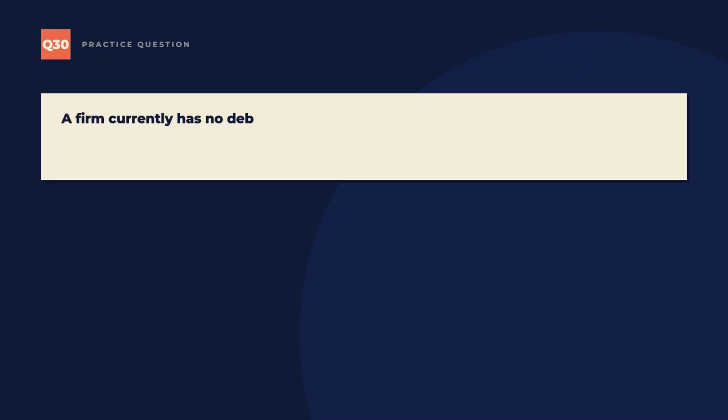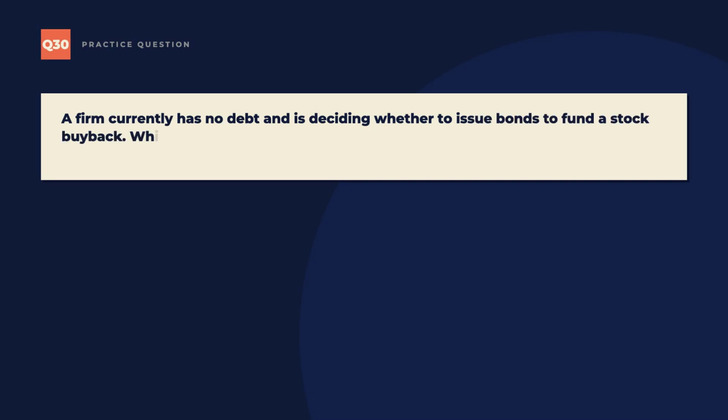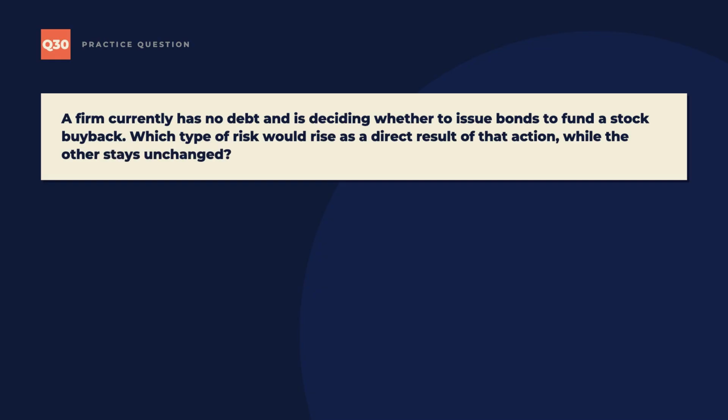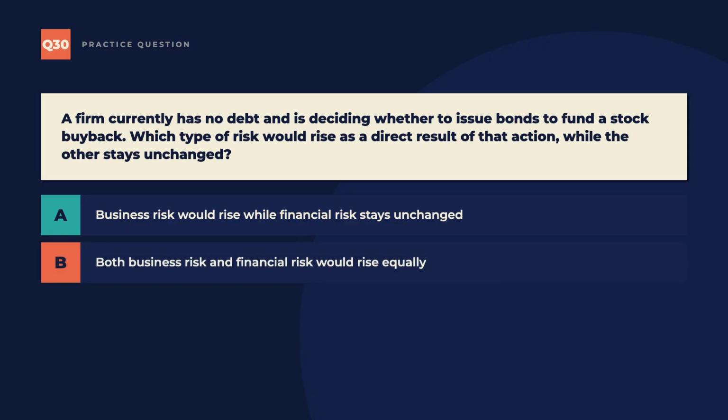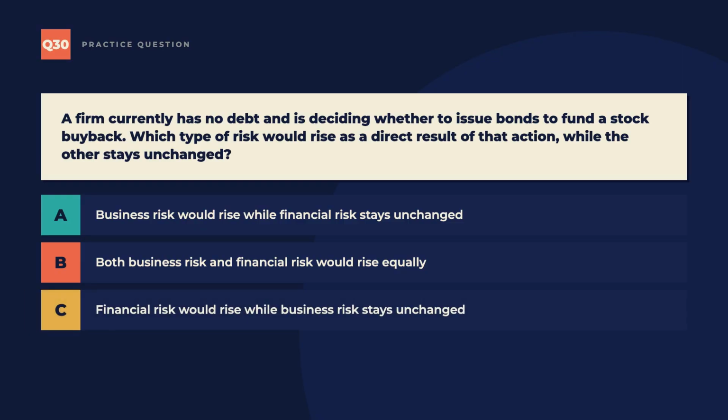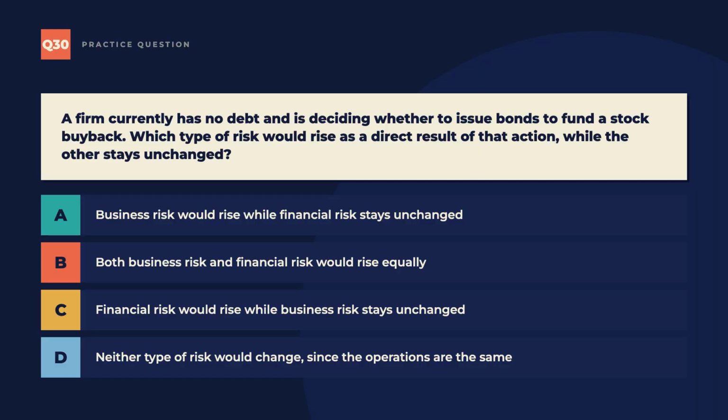Question 30. A firm currently has no debt and is deciding whether to issue bonds to fund a stock buyback. Which type of risk would rise as a direct result of that action, while the other stays unchanged? Your options are A. Business risk would rise while financial risk stays unchanged. B. Both business risk and financial risk would rise equally. C. Financial risk would rise while business risk stays unchanged. D. Neither type of risk would change since the operations are the same.